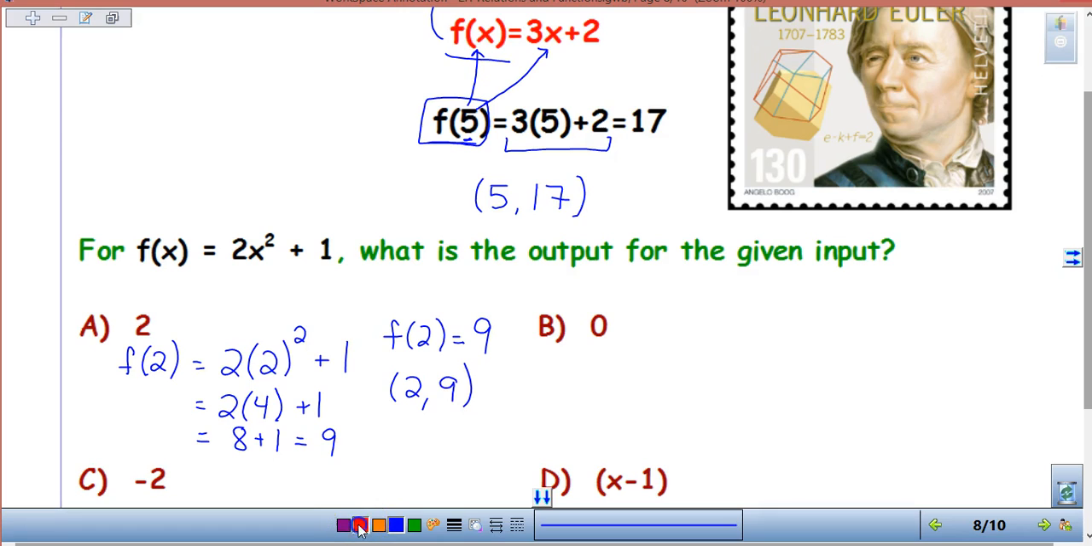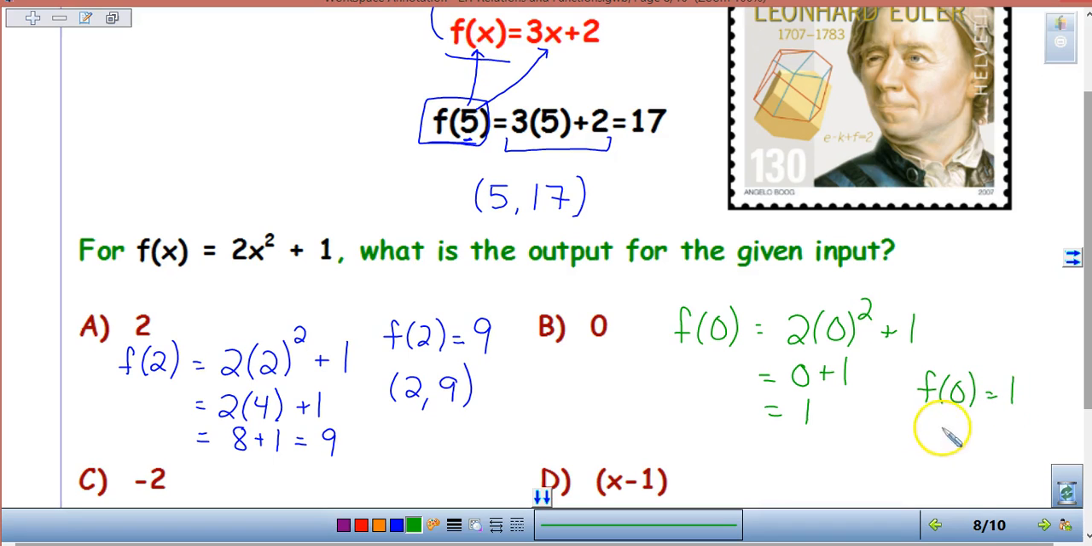Again, why don't you pause the video and plug in 0 and see what you get when you plug in 0. I put in 0 here, 0 squared is 0, times 2 is 0, plus 1, you get 1. So that's what you should have had. So that means that f of 0 equals 1, or your ordered pair on your graph would be 0, 1.